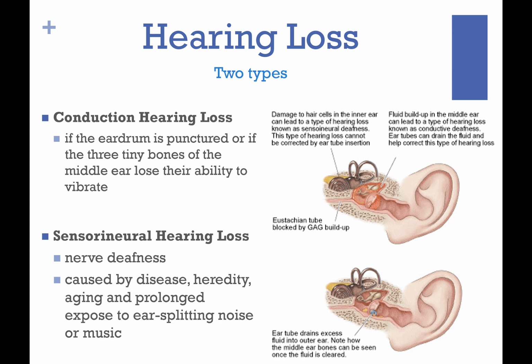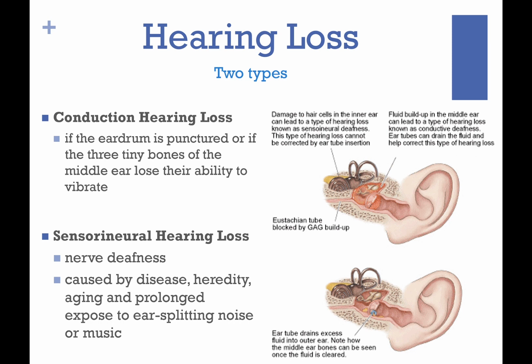Hearing loss, we have two different types of hearing loss. This is also common in FRQs. We have conduction hearing loss and sensorineural hearing loss. Conduction hearing loss is if the eardrum is punctured or the tiny bones of the middle ear lose their ability to vibrate. This is something that happens with damage.